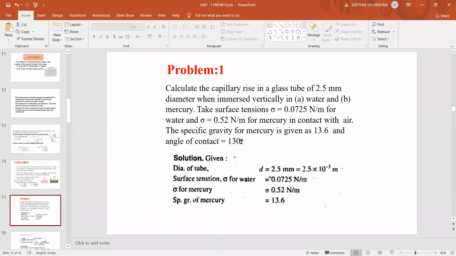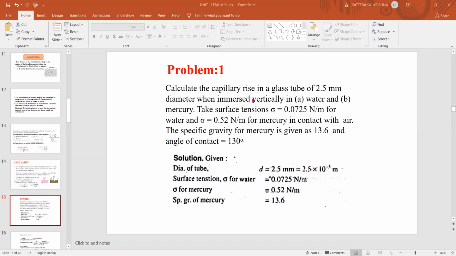Okay, please take the first problem. Please copy the problem in your notes. So calculate the capillary rise in a glass tube of 2.5 mm diameter. So the capillary tube diameter is given, small d value is given to us. So small d equal to 2.5 mm. Please convert it into meters. So 1 meter equal to 1000 mm. So 1 mm becomes 1 by 1000th of a meter. That is 10 power minus 3 meters.